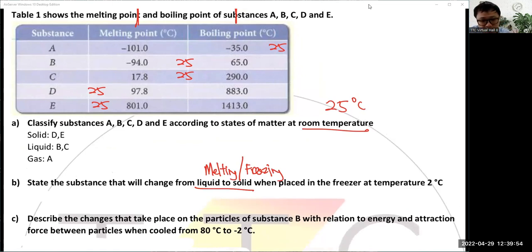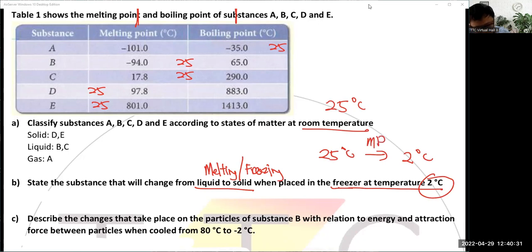So when you place into the freezer at 2 Celsius, you see, the idea is this. Before the hidden part of the question, they will hide one of the information. That information is, before you put into the freezer, the original temperature is 25 Celsius. Then the freezer is 2 Celsius, that means it will change from 25 to 2 Celsius. Because before you put into the freezer is 25, means room temperature. Then when you put inside the freezer, the temperature will start to drop until 2 Celsius. Okay, so means the melting point must be between 25 to 2. So it will be a C.